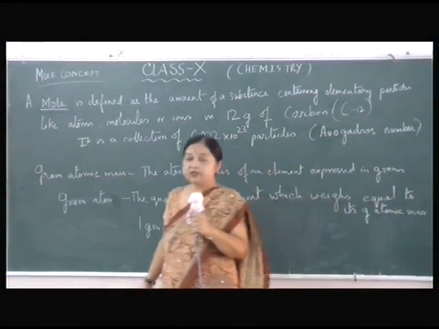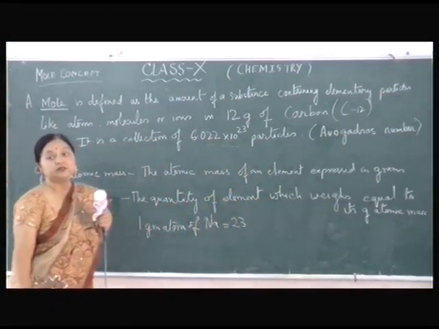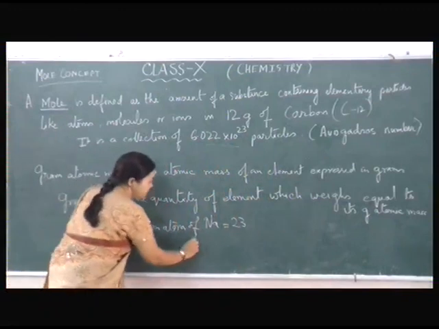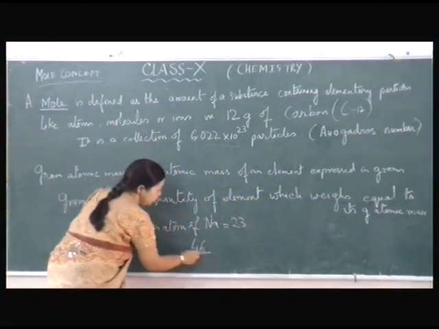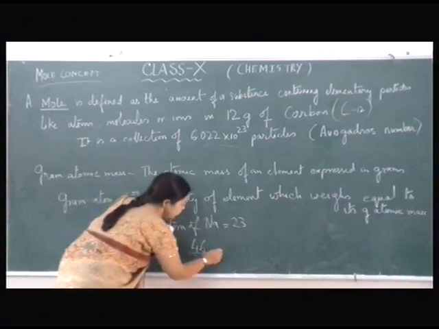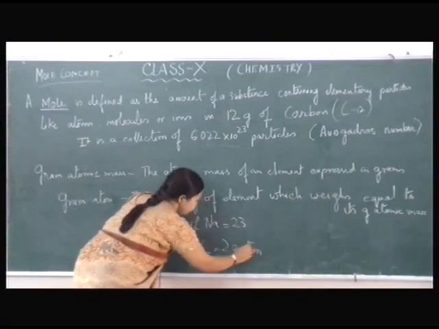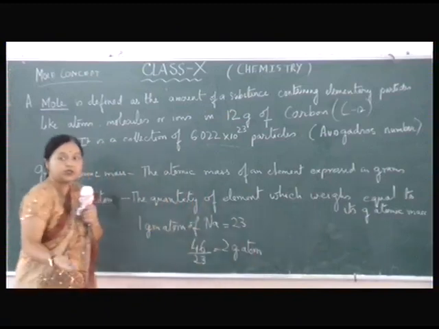Suppose you are asked how many gram atoms of sodium are present in 46 grams. How do you find out? You have to divide 46 by 23. Then you get 2 gram atoms. So 2 gram atoms of sodium are present in 46 grams.